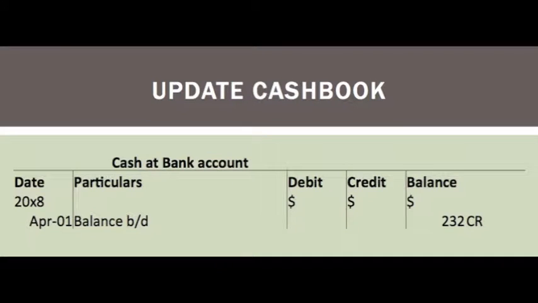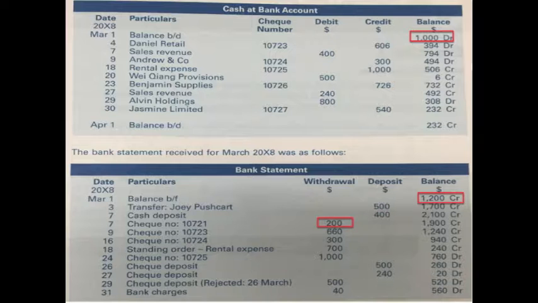So now we try to update our cash book. We have a cash at bank account in our cash book, and we'll bring forward the balance, which is balance BD, with a balance of 232 credit. So how do we actually update our cash book? We will look at what is actually written in our bank statement but not reflected in our cash book. So we could look out for things like bank charges, direct deposits, direct withdrawals, etc.